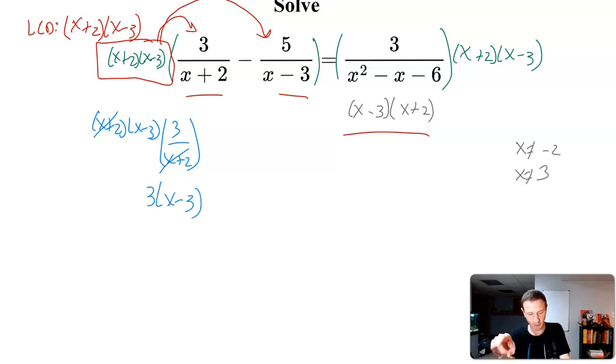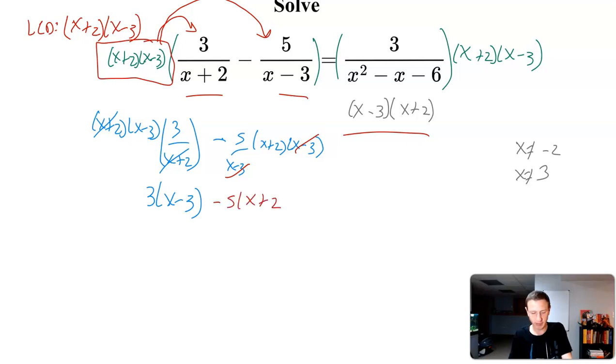And then we want to do the same thing over here. I'm going to write it like this: negative 5 over x minus 3 times the x plus 2, x minus 3, because I want to talk about that minus sign there. It's really easy to make a mistake there. So we're doing negative 5 over x minus 3 times the least common denominator of x plus 2, x minus 3. And then the x minus 3's are going to cancel this time. So then we're just left with negative 5 times x plus 2. And that's how I wrote it out.